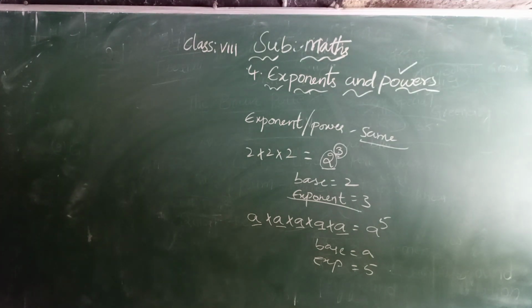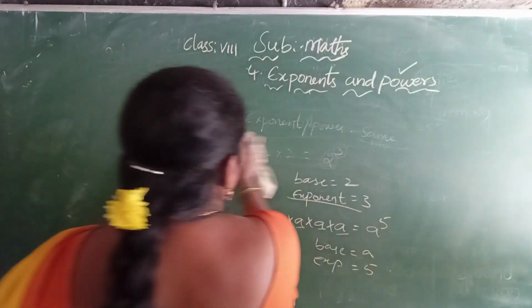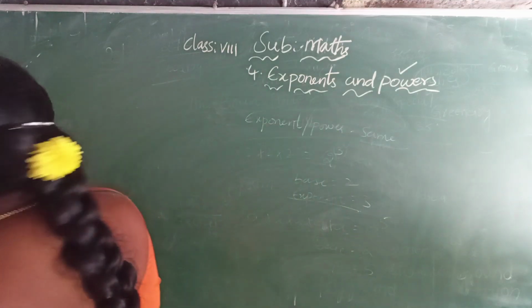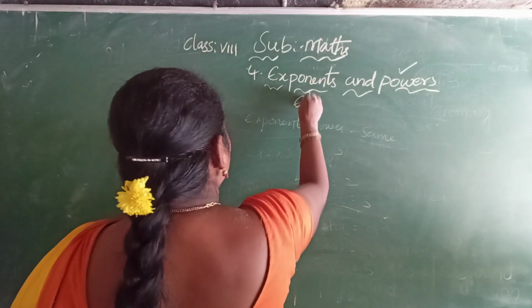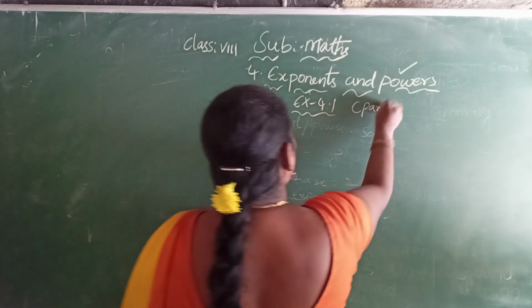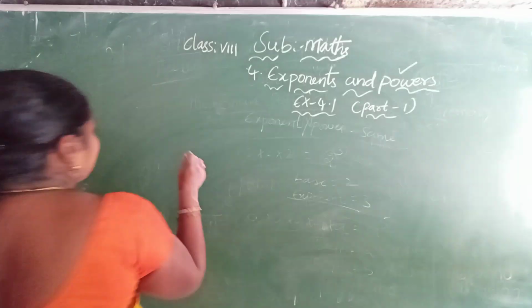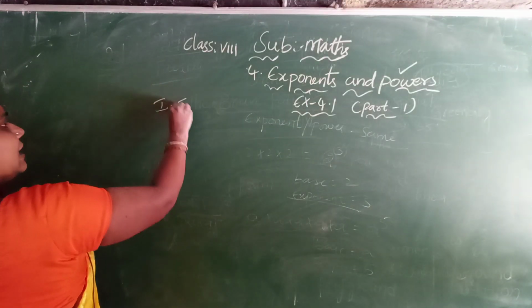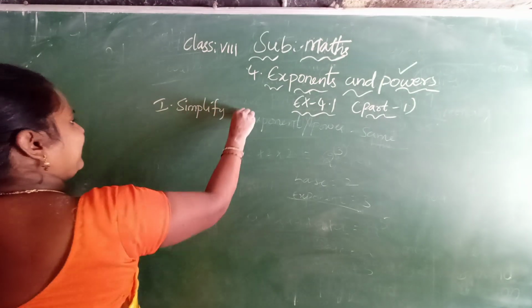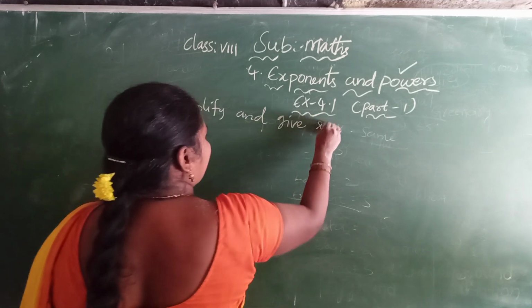We'll see exercise 4.1 now in this chapter. So what is here in exercise 4.1? Part 1. What is the first bit given? Simplify and give reasons.